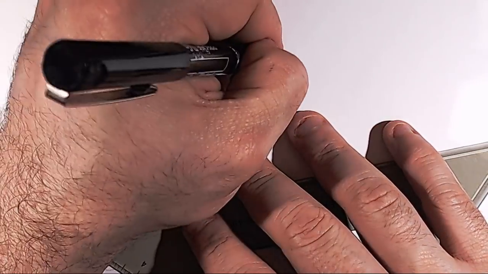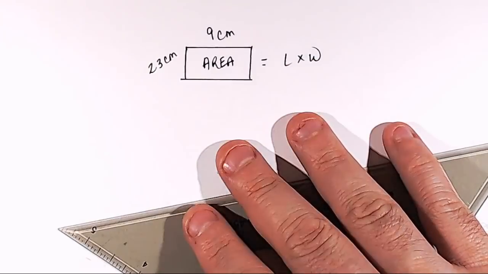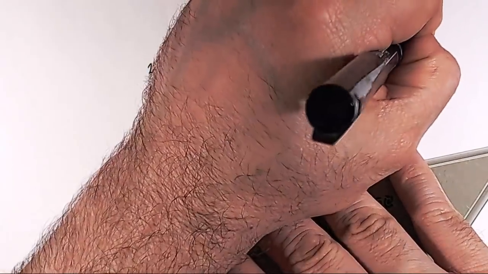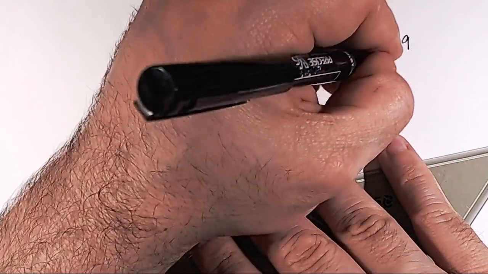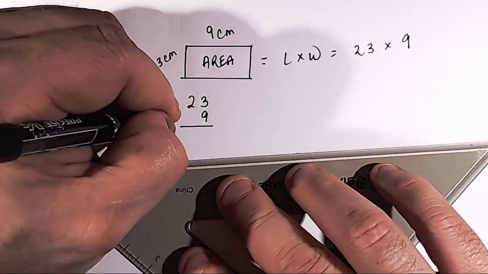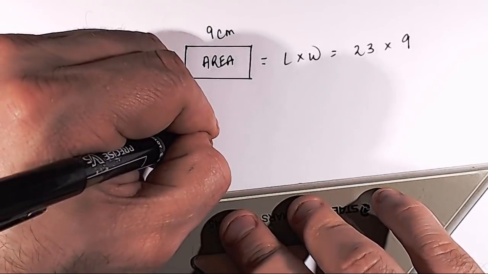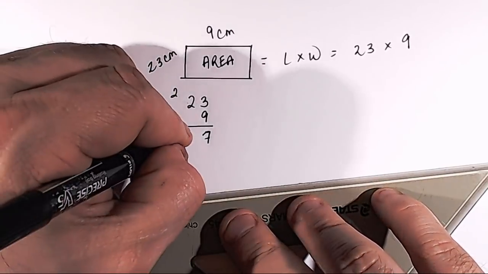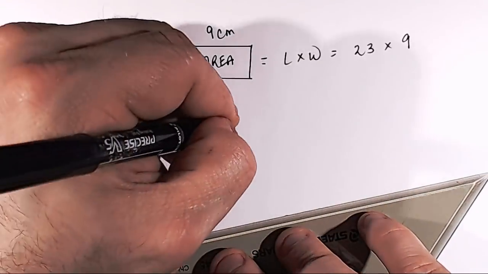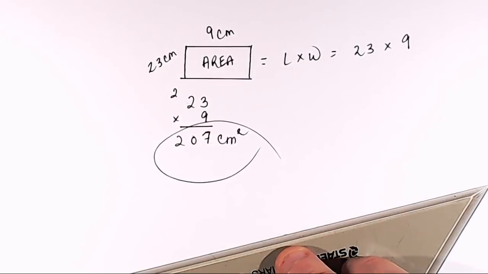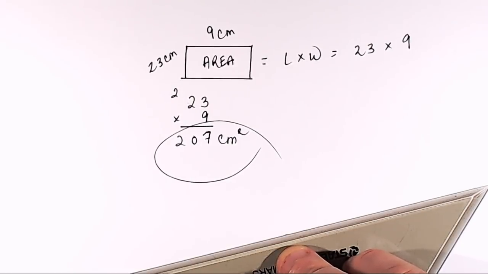Okay, so the area equals length times width, which means 23 times 9. So we'll do that right here. 23 times 9. 3 times 9 is 27. Write the 7, carry the 2. 2 times 9 is 18, plus 2 is 20. 207 centimeters squared. Okay, 207 square centimeters. That's the answer. Very good.